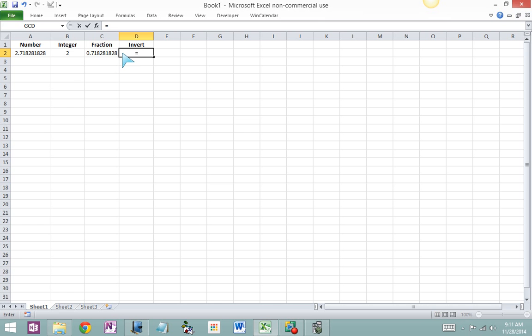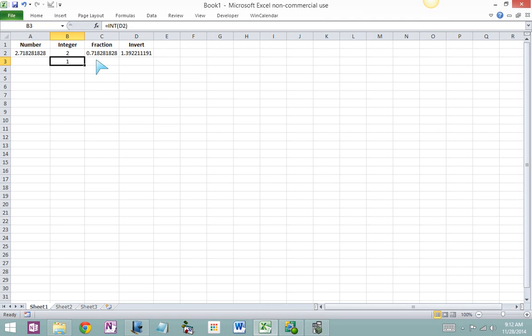And so we'll put equals 1 divided by C2, which flips that over. And then we need to get the integer of that. And to get the integer of that, we come over here in the integer column and we put equals. And we're going to do int, which chops off the decimal, of this number over here, D2. And that should give us 1.